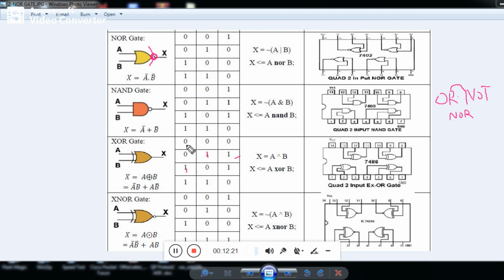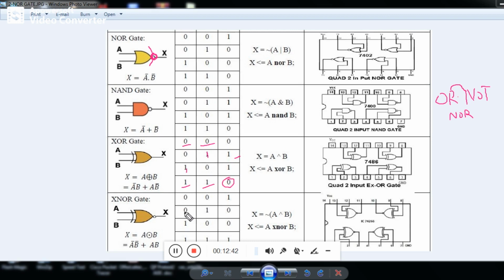For example, 0 0 is even here, right? And here 1 1 is also even. Two ones are there. That time the output is 0. When an odd number of inputs are 1, the output is 1. When an even number of inputs are 1, the output is 0. This is the exclusive OR gate.